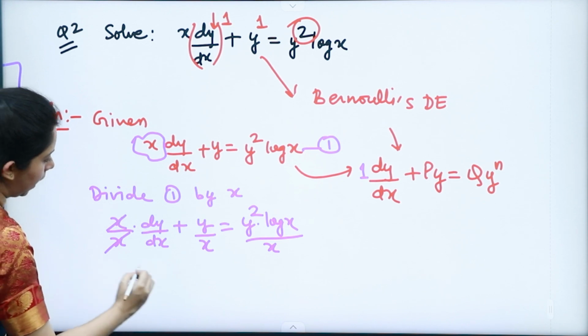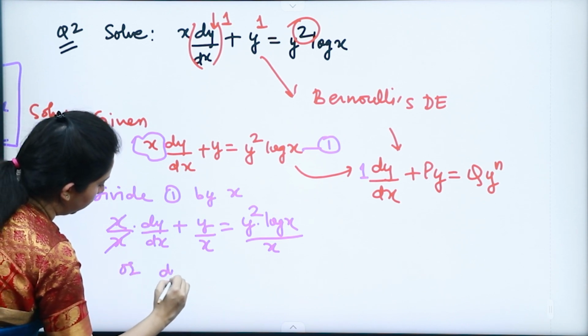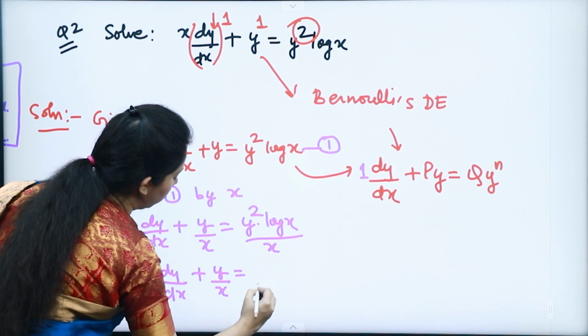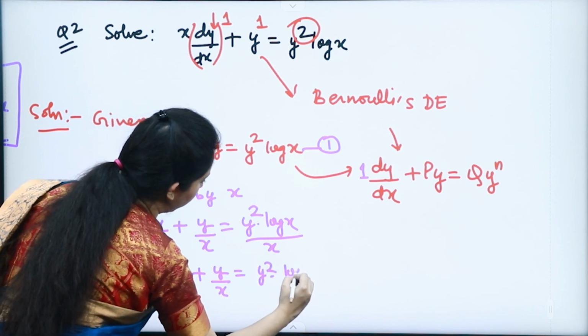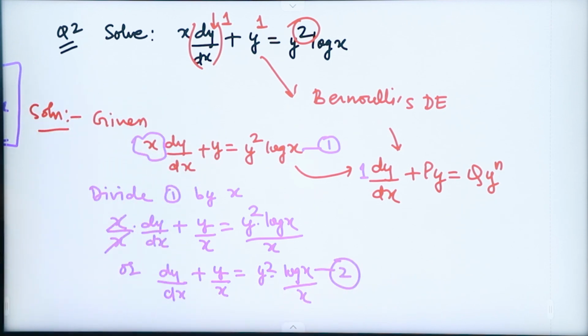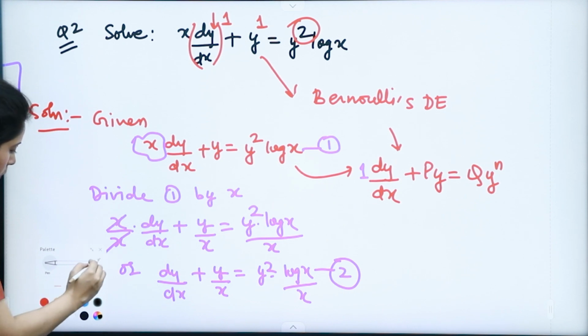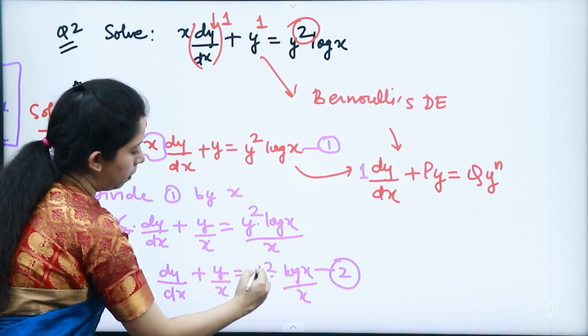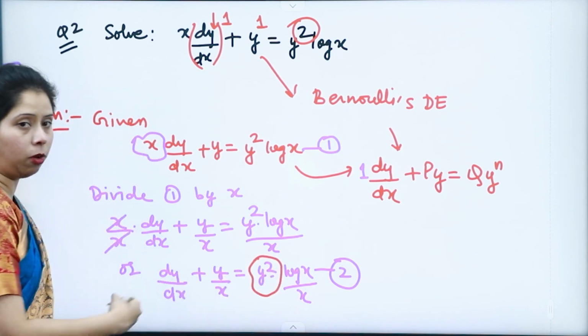So this x gets cancelled and we have dy by dx plus y by x is equal to y square into log x by x. We can again mark this as equation number 2. Now you will have to check the term that is appearing on the right hand side. We have to eliminate y square from the right hand side.